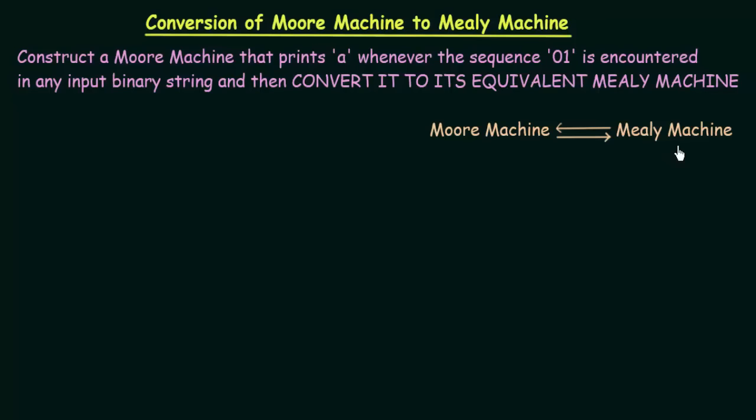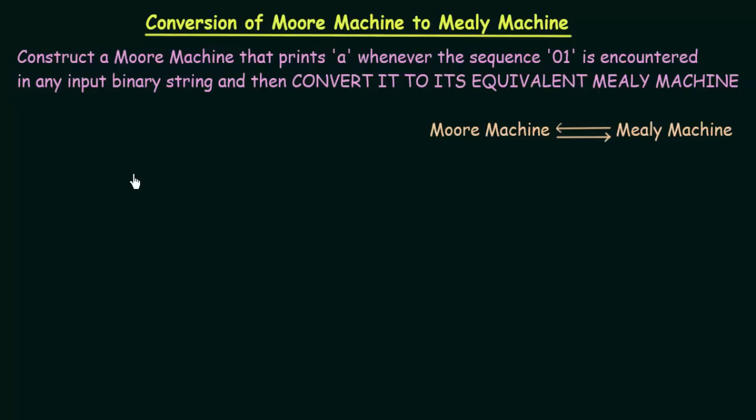So here we have our question, that is to construct a Moore machine that prints A whenever the sequence 01 is encountered in any input binary string and then convert it to its equivalent Mealy machine. So our task is to first design a Moore machine that will print A whenever the sequence 01 is encountered in any input binary string, and then we will convert it to its equivalent Mealy machine. This Moore machine has already been designed by us in our previous lecture, so let me quickly design it.